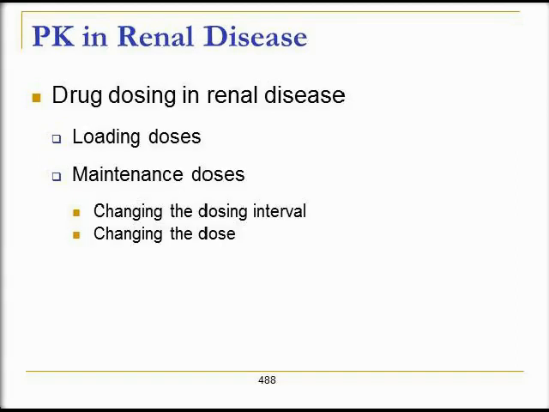Now, drug dosing in renal disease. Generally, loading doses do not need to be altered in renal disease because all we're doing with loading doses is filling that volume. However, digoxin is a drug that we'll talk about a little later on in the presentation. Digoxin is a drug whose volume of distribution is also affected in renal disease, so its loading dose needs to be adjusted accordingly. And basically, we have to change the maintenance dose, and that can be either changing the dosing interval or changing the dose.